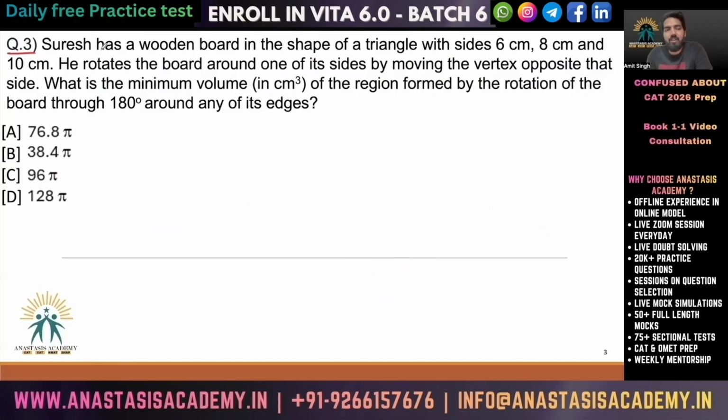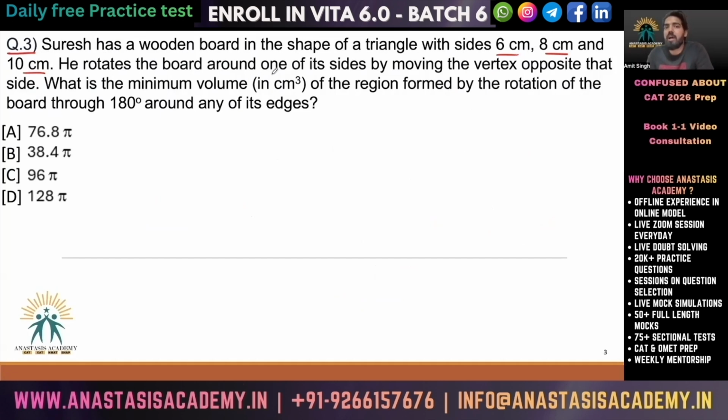Let's look at this question now. Suresh has a wooden board in the shape of a triangle with sides 6 centimeter, 8 centimeter, and 10 centimeter. Oh, so it's a primitive triplet, and it's a second multiple of that primitive triplet 3, 4, 5. So it's a second multiple: 6, 8, and 10.